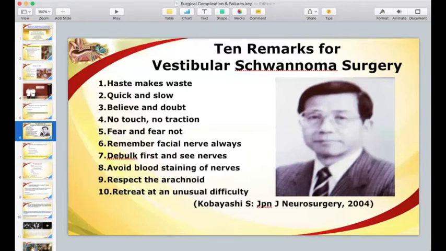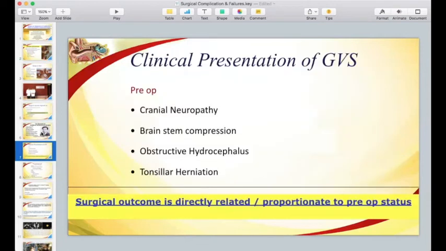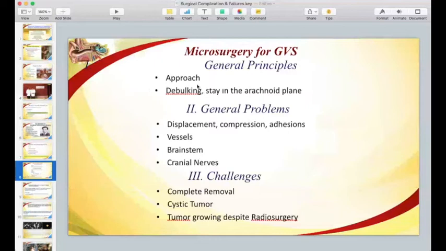So our surgical outcome is based on the clinical presentation, as I said earlier: cranial neuropathy, brainstem compression, hydrocephalus, and tonsillar herniation. So we have microsurgery for these tumors: general principles in approach and debulking, general problems and challenges. And I'll try and cover all of these.